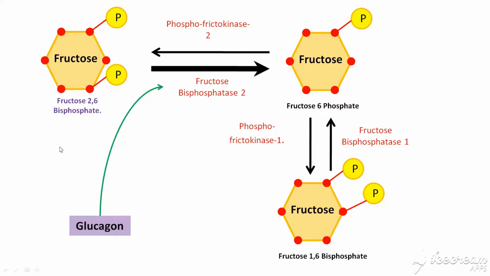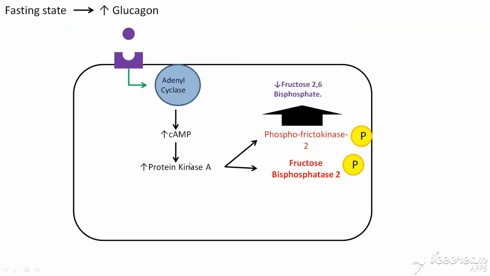So it's going to lower the levels of fructose 2,6-bisphosphate. And when you lower these levels, you're not going to induce phosphofructokinase 1, and this is going to inhibit the process of glycolysis and induce the process of gluconeogenesis. And of course, this makes sense because when there's low glucose in your blood and the person is in the fasting state, you're going to want to induce your cells to start the process of gluconeogenesis.